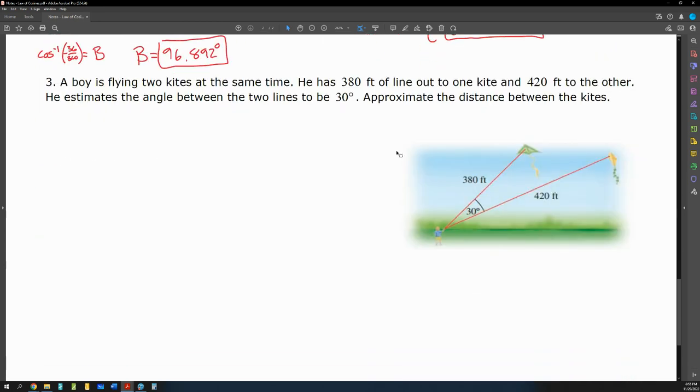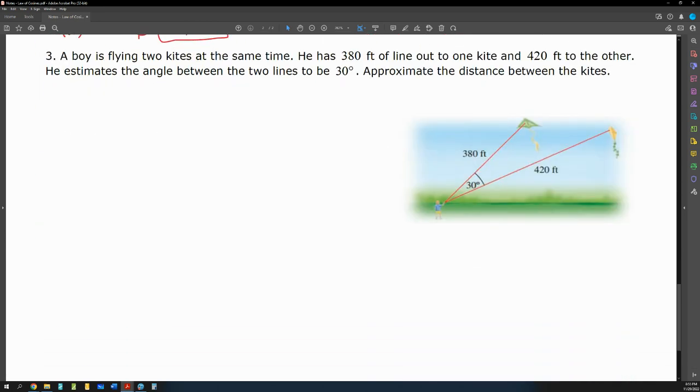One more, let's try a modeling problem. A boy is flying 2 kites at the same time. He has 380 feet of line out to one kite and 420 feet of line out to the other. He estimates the angle between the two is 30 degrees. Approximate the distance between the kites.